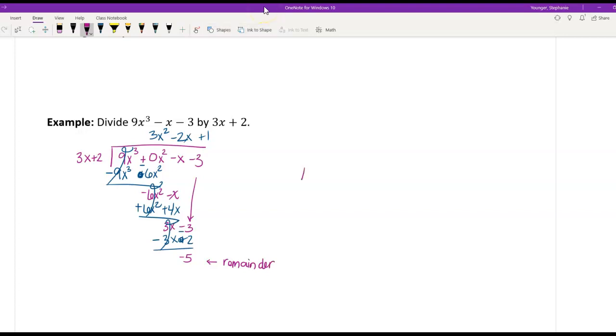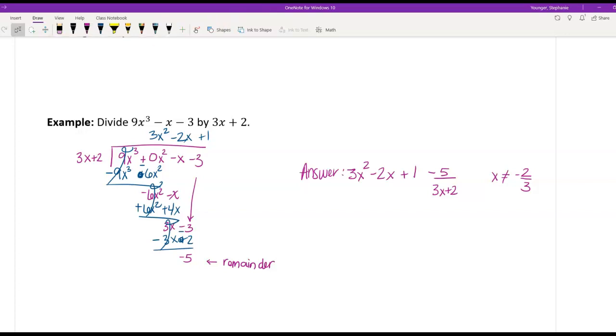So here my answer becomes 3x squared minus 2x plus 1. And then we have a remainder of minus 5. And remember, we're putting it over the denominator of 3x plus 2. And here we have x cannot equal negative 2/3, because that is that domain restriction.